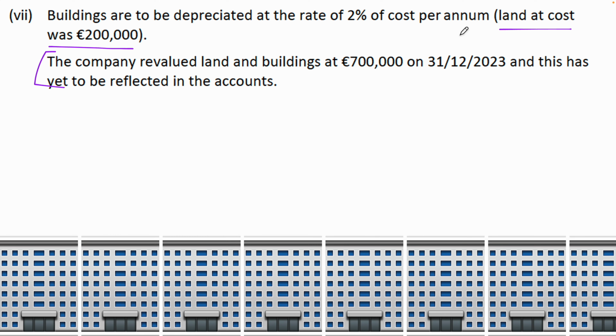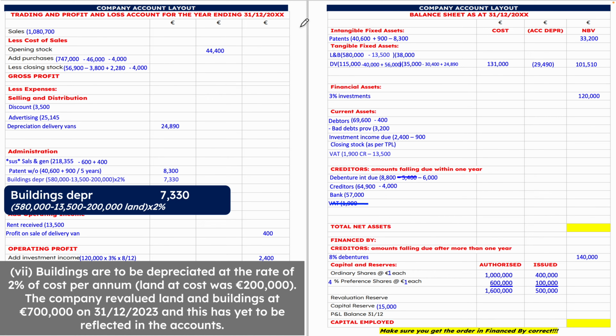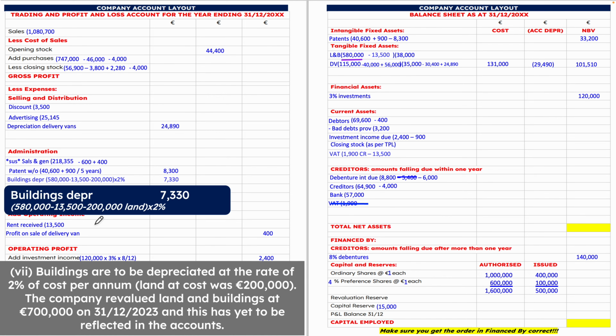We'll just focus on the first part. Remember in the last adjustment that we took 13,500 away from the buildings amount. So we have to be very careful that we don't include the 13.5. So we're going to take the 13.5 away from the 580,000. So remember we had 580,000 in the trial balance. We took away our 13.5 VAT, and we also have to take away our 200,000 land.